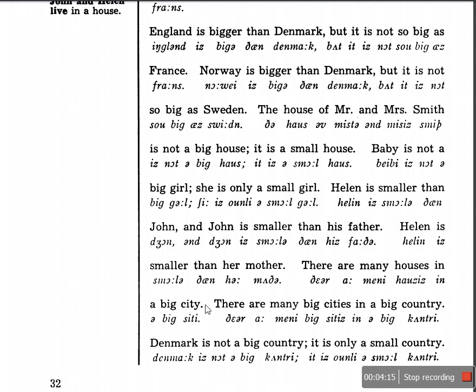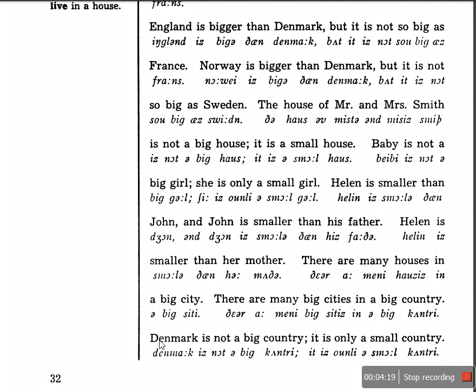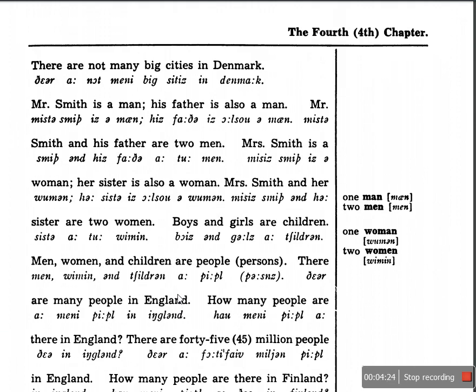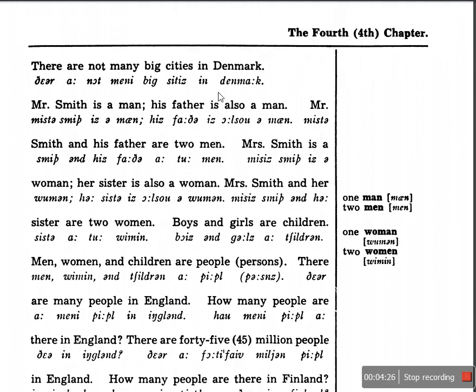There are many houses in a big city. There are many big cities in a big country. Denmark is not a big country. It's only a small country. There are not many big cities in Denmark.